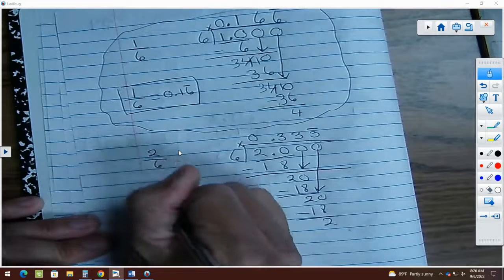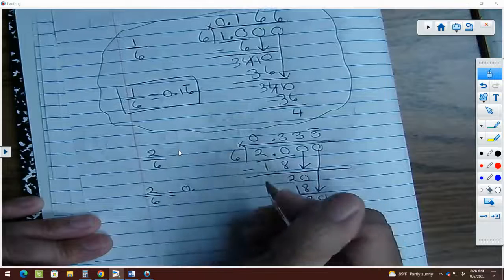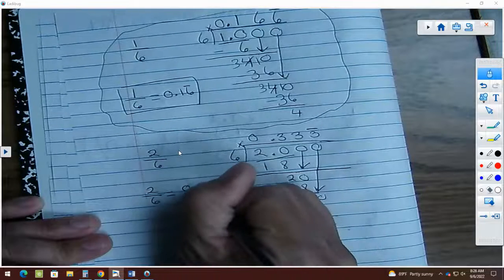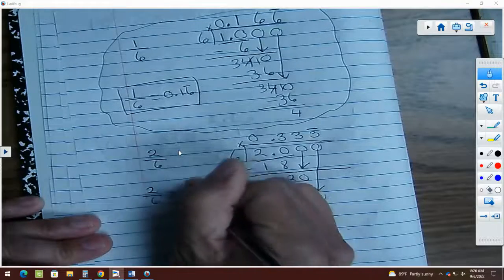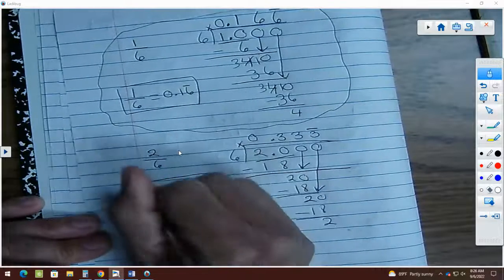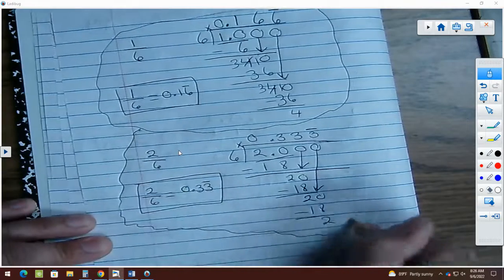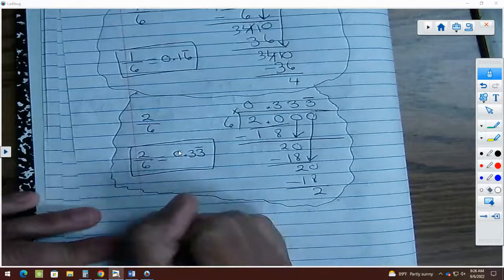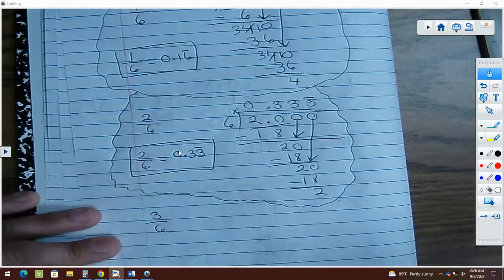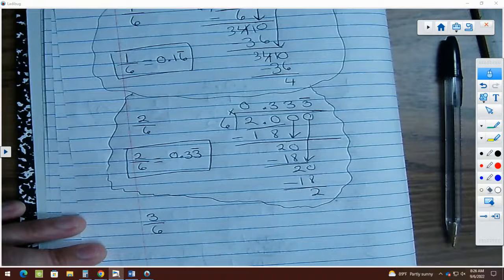Now I know that 2/6 is equivalent to 0.33, and stop there because I want it to look like money. 33 cents. I'm done with 2/6. Questions with 2/6? 3/6. You go do it by yourself. Like do it now so I can see that you learned something before you leave. Do 3/6 by yourself.